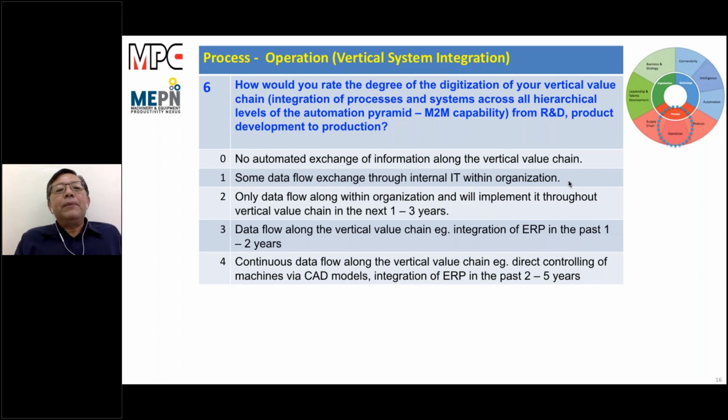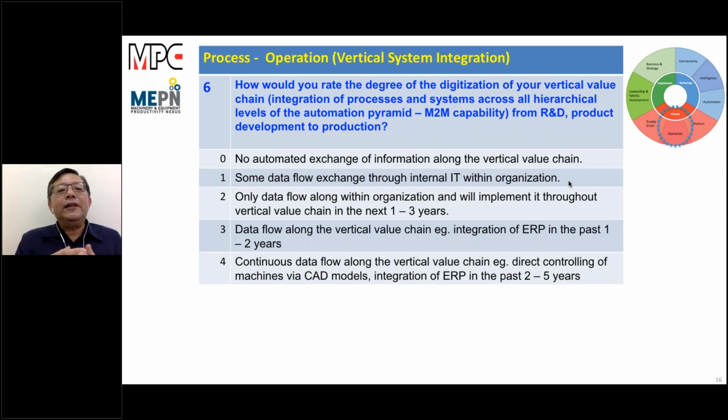Then number 2 is only data flow within the organization, and will implement it throughout vertical value chains in the next 1 to 3 years. It means that they have some plan, they have within the organization, they already can do it there. Okay, they can move some of the information vertically. Then they also plan, in the next 1 to 3 years, that they can expand out.